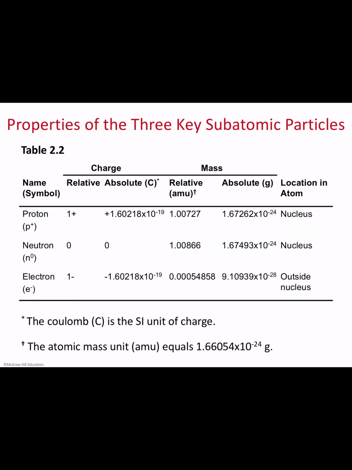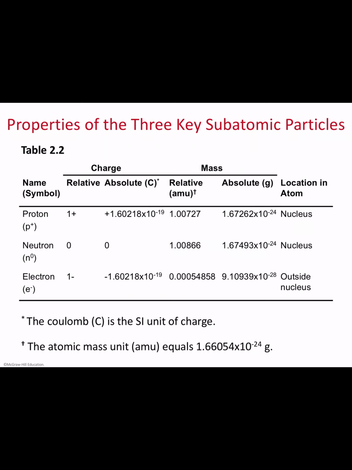And then for the relative atomic mass unit for a proton, 1.00727, absolute mass is 1.67262 into 10 to the negative 24. Very, very light. Okay, but we consider the relative atomic mass as 1. Location in the atom is the nucleus.